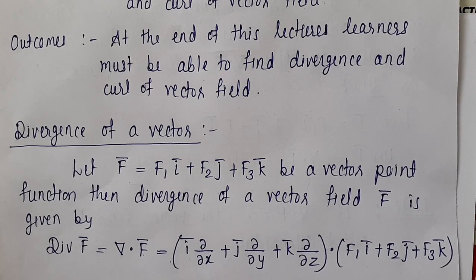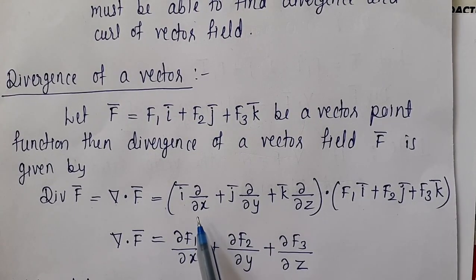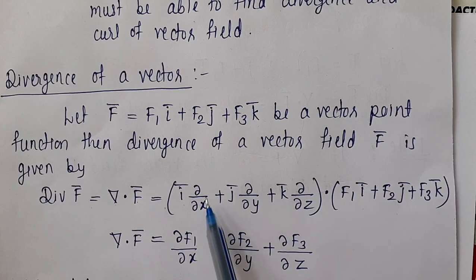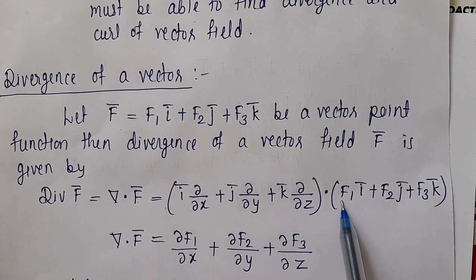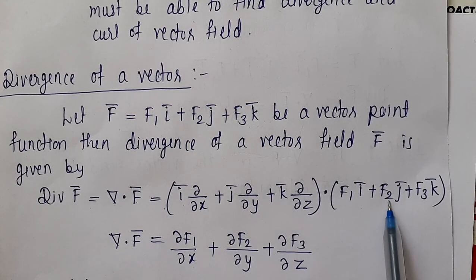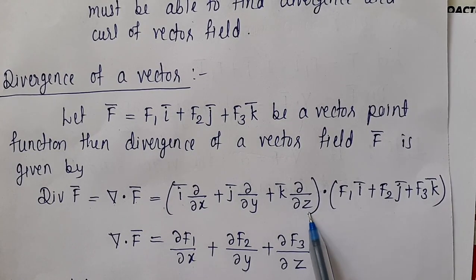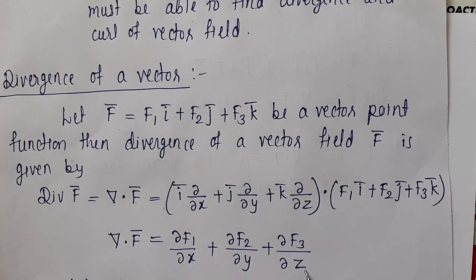Now del dot f is equal to, if we find the dot product of these two vectors, i dot i: the coefficient of i is del by del x and here is f1, so it is del f1 by del x. The j coefficient is del by del y and f2, so del f2 by del y, and the k coefficient is del by del z and f3, so del f3 by del z.